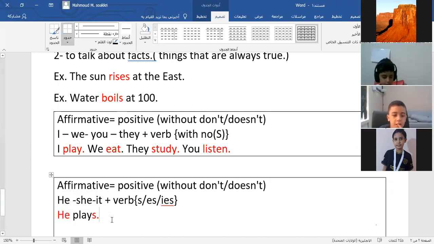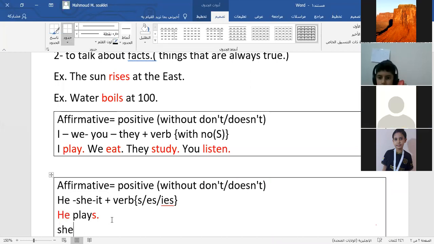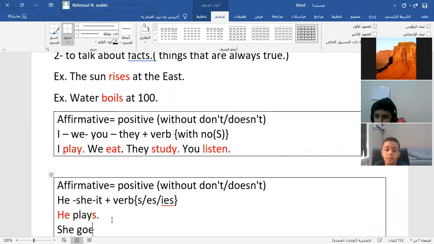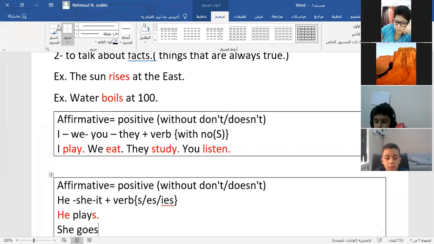Okay. Let's have an example if we add es. She goes. Someone is writing something here. Okay, only he, she, and it take s, like she listens, he listens. They and we don't take s. This is from Iyad Muhammad Ali. Thank you, Iyad, for the information. Thank you.